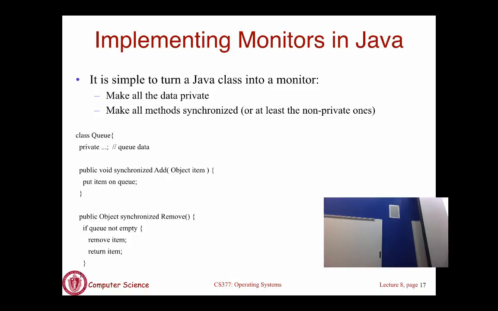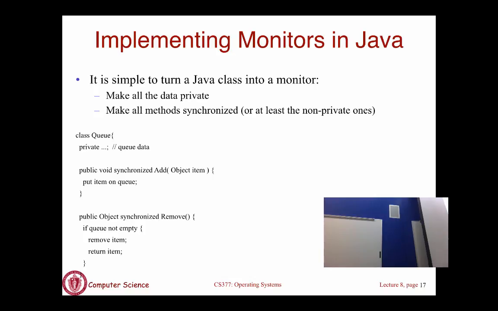Whenever you call add, because the method is synchronized, it will internally do a lock acquire. And when you exit from this method, you release the lock. So you'll see that in the add, you're simply putting an item in the queue. In the remove, you just check if the queue is not empty and you remove the item.